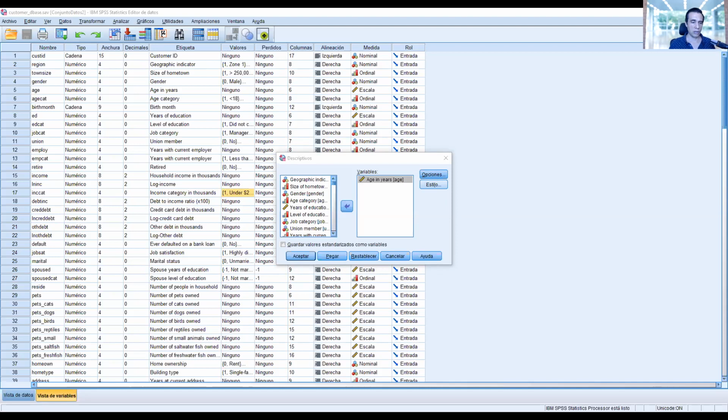Yes, it's studied the variable age. So the only one that is missing is median. So that one we are going to have it. Okay, and that's it. I can get it right here.